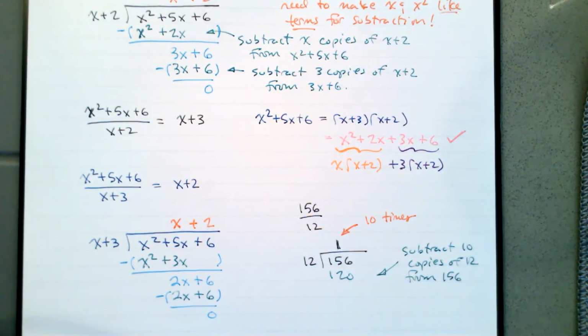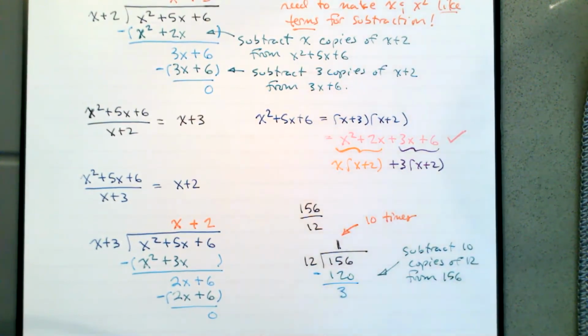The language that we usually use when we teach this hides all this stuff that's going on. We say 12 goes into 15 one time. We can subtract 12 from 15 one time. And then we do 15 minus 12 is 3. And then we say bring down the 6, which is ridiculous because we could just say subtract 12 from 156 10 times, because that's what this 1 represents. It represents tens. It's in the tens column of this whole operation. Then we're not bringing down the 6. We're just saying 156 minus 120 is 36.